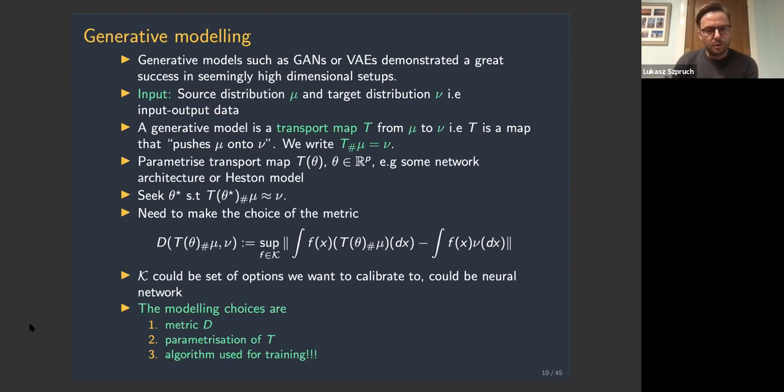But an important remark here is, what are the modeling choices that we're making here? So one modeling choice is the metric D that we selected to learn the model. The second obvious one is the parameterization of T, so whether it's a neural network or, like I said, some econometric model. But really the key, which is a little bit overlooked, is that the algorithm that is used to train that model to find those parameters is also your modeling choice. So, you know, that's that shift. That's what I presented in this picture at the beginning of a presentation.